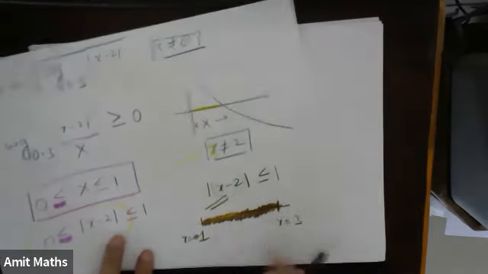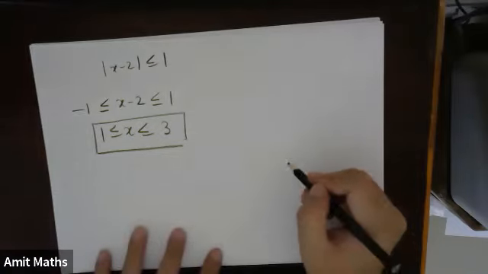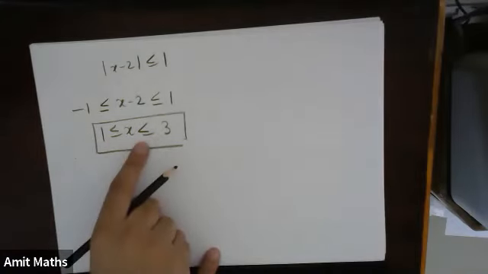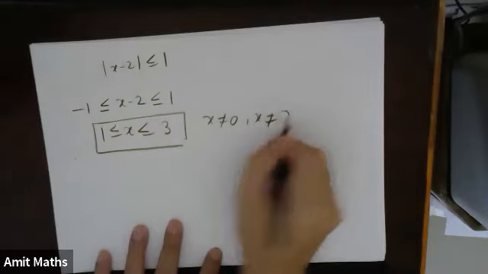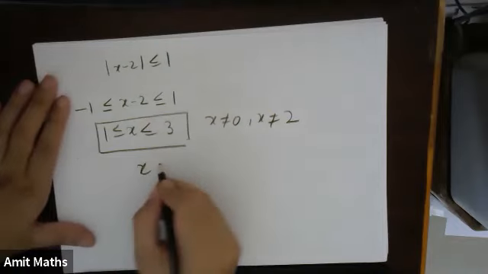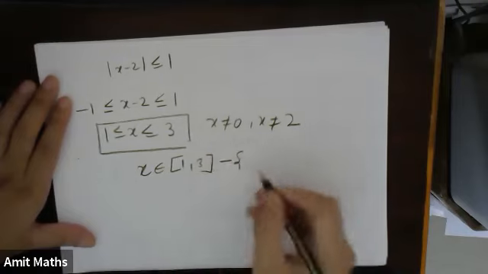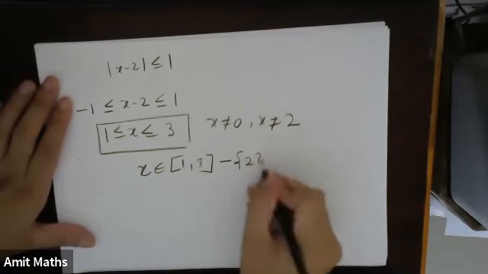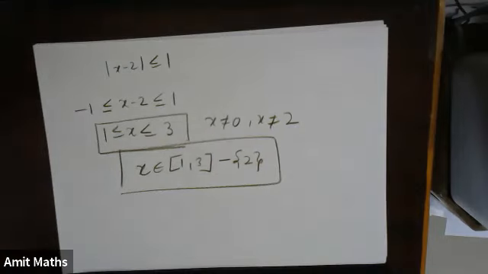Also, we know that x cannot be equal to 0 and x cannot be equal to 2. Only 2 is included in this part. So what will be the overall domain? X belongs to 1 to 3, minus which element will I remove? Minus 2. X is from 1 to 3, minus 2.